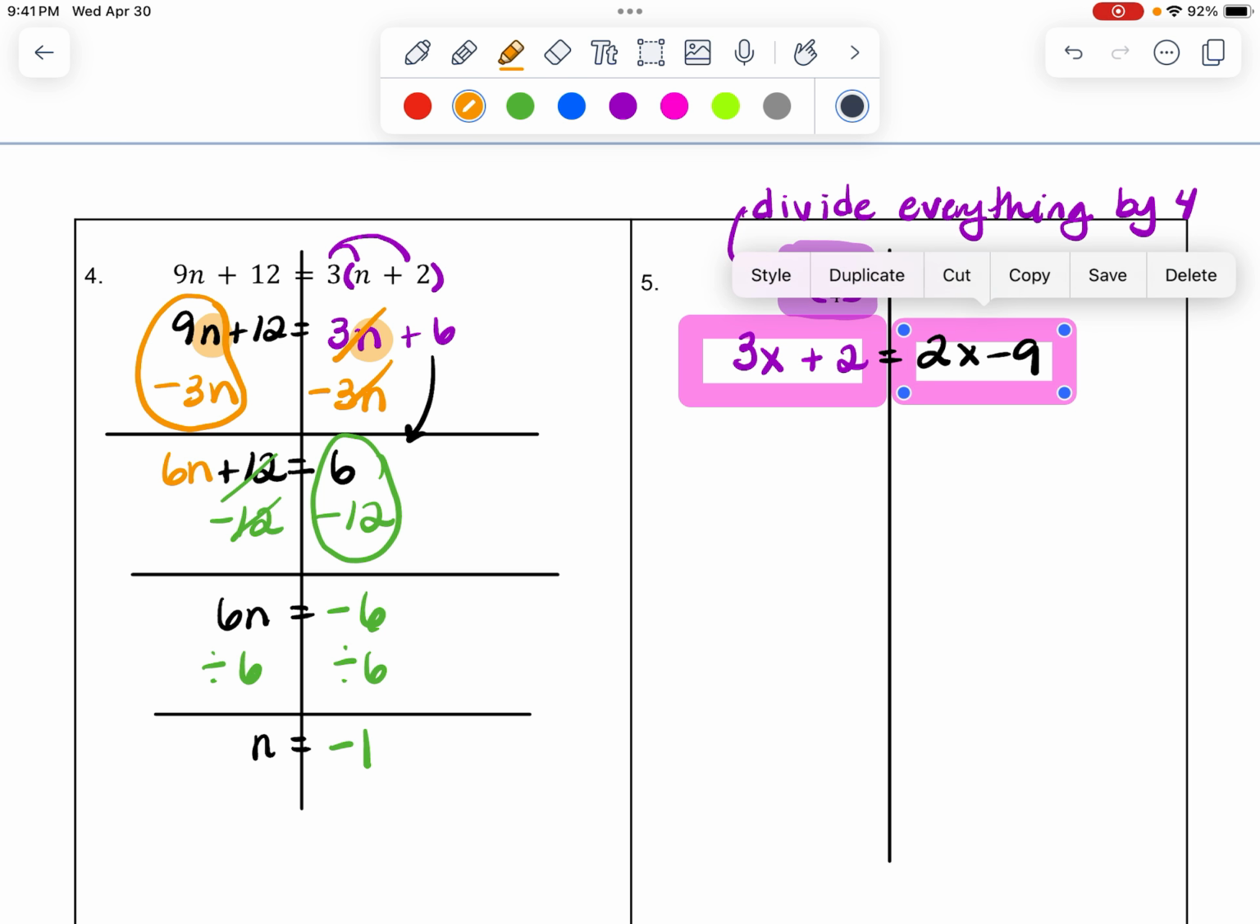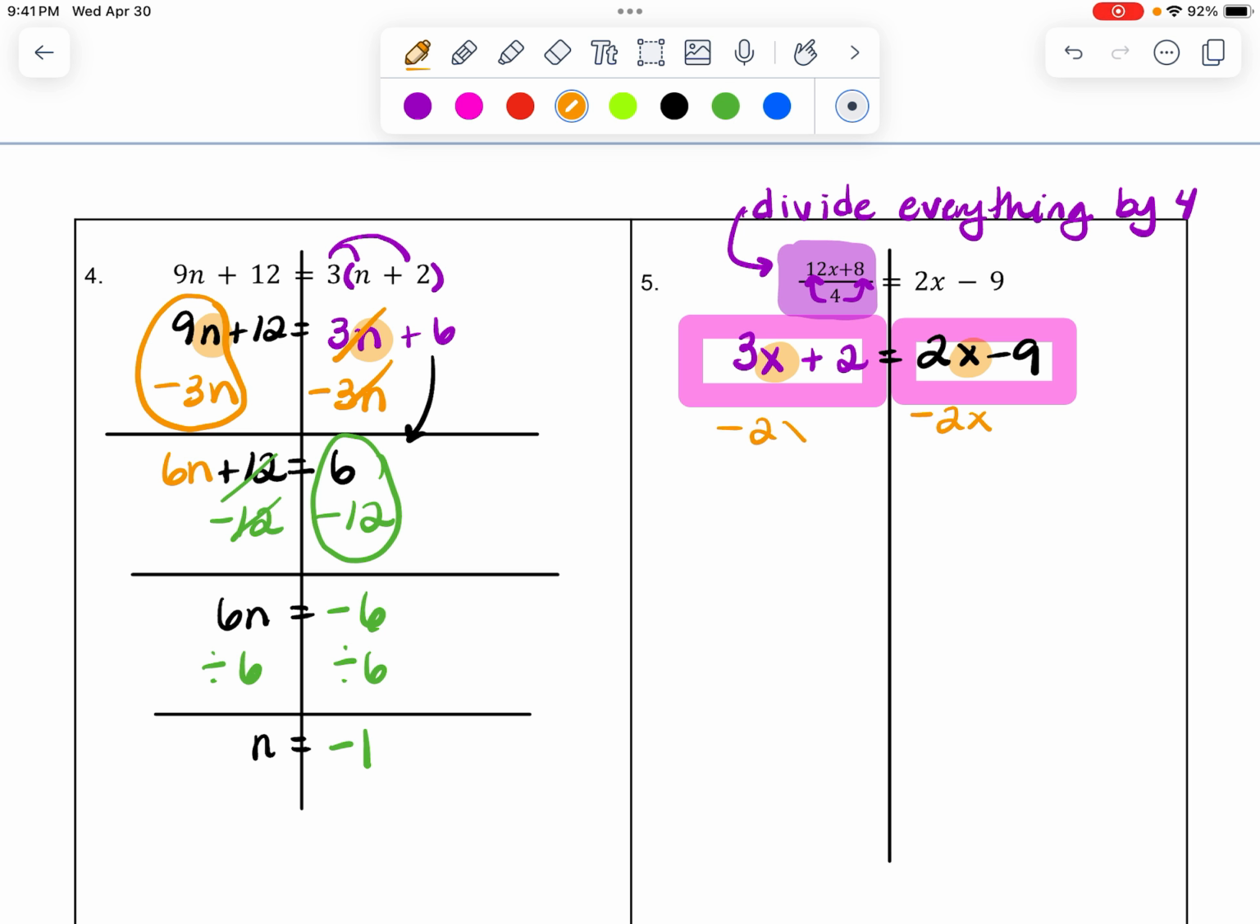There is an x on the left, and there is an x on the right, which means we need to undo one of those x's to get them to be together. I'm going to subtract 2x on both sides. When I do that, the 2x's cancel, and I'm just going to drop down the -9. And I'm going to combine the 3x minus the 2x, which is 1x, and bring down the +2.